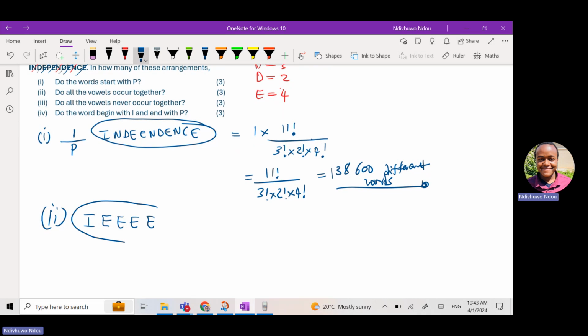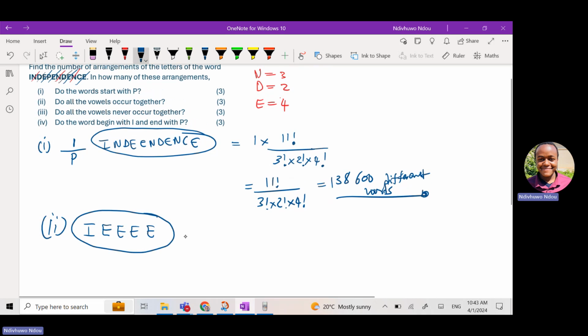So these must be what? Together. I'm just going to put them there. Then the rest of the letters, such as N, D, D, and C. Let's check if they are forming 12. 1, 2, 3, 4, 5, 6, 7, 8, 9, 10, 11. Okay, and also P. 12.